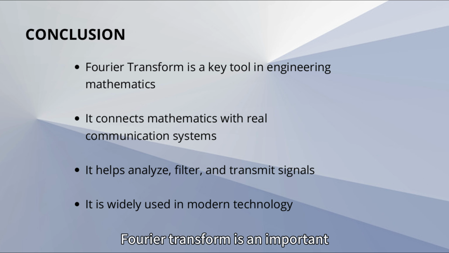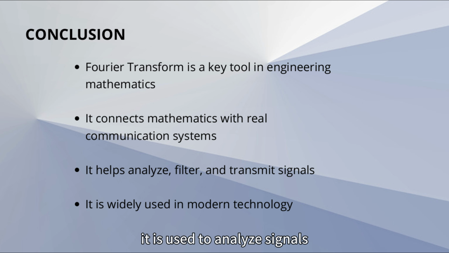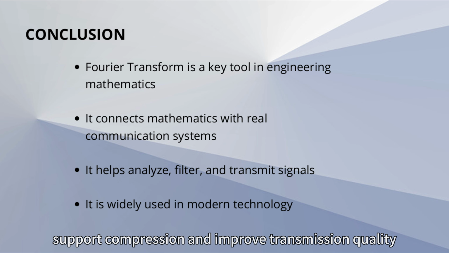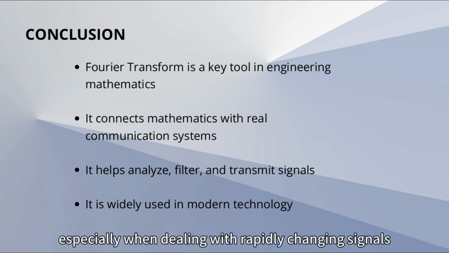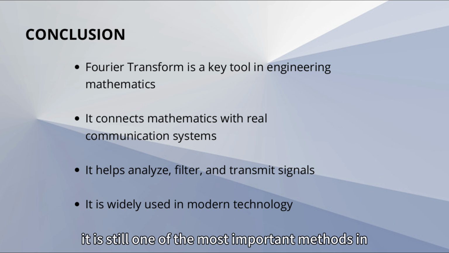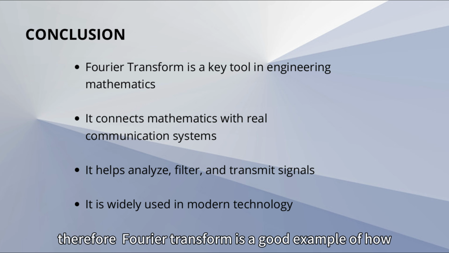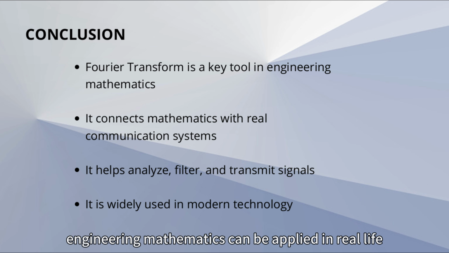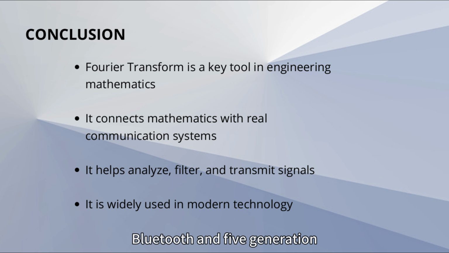In conclusion, Fourier transform is an important tool in engineering mathematics. It helps us convert signals from the time domain to the frequency domain, which makes signal analysis much easier. In communication systems, it is used to analyze signals, reduce noise, support compression, and improve transmission quality. Even though it has some limitations, especially when dealing with rapidly changing signals, it is still one of the most important methods in signal processing and communication engineering. Therefore, Fourier transform is a good example of how engineering mathematics can be applied in real life, especially in modern technologies such as mobile phones, Wi-Fi, Bluetooth, and 5th generation.